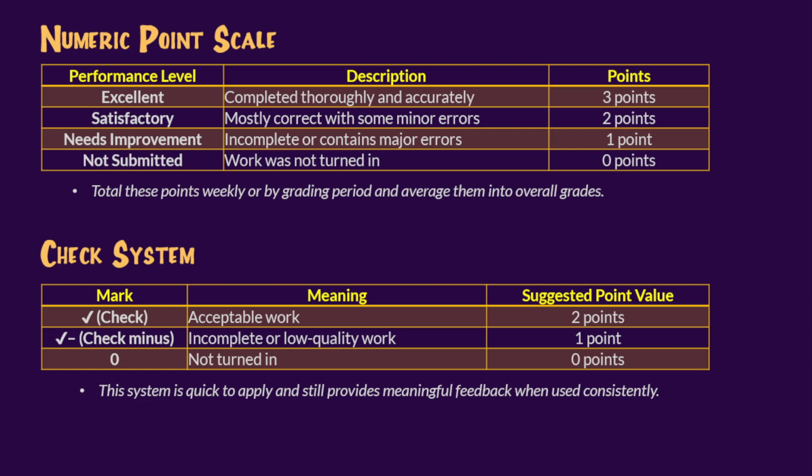Not submitted, that is if the classwork is not done or work was not turned in, then the teacher will give 0 points. Check system: check means acceptable work. Here the teacher can give maximum 2 points. Check minus means incomplete or low quality work. Here the teacher can give maximum 1 point, and 0, that is if the student has not turned in work. Here the teacher can give 0 points. This system is quick to apply and still provides meaningful feedback when used consistently.